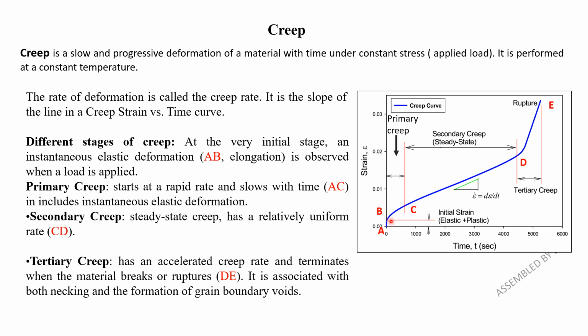A to B elongation is observed when a load is applied, and then primary creep starts at a rapid rate and slows with time, that is A to C, which includes the instantaneous elastic deformation. Then the secondary creep, steady state creep, from here to here, has a relatively uniform rate, that is C to D. Then the tertiary creep, here between D to E, has an accelerated creep rate and terminates when the material breaks or ruptures. It is associated with both necking and the formation of grain boundary voids.